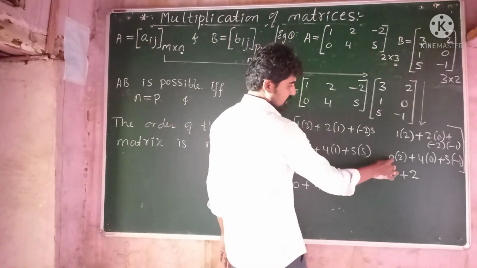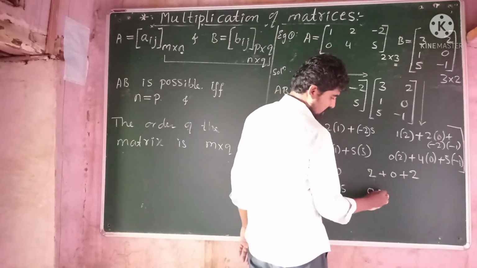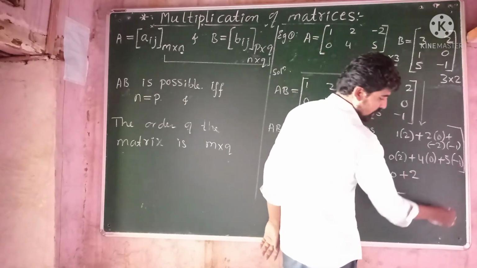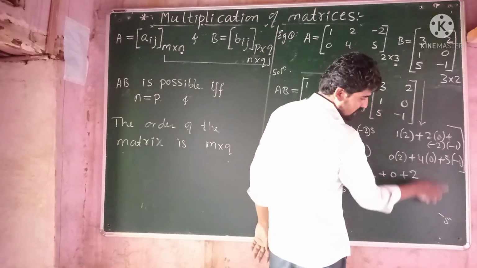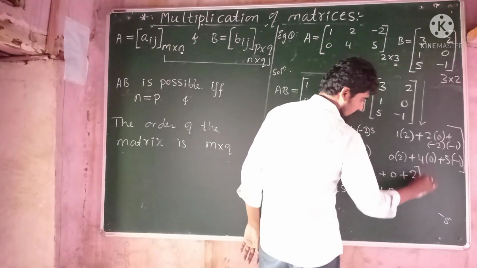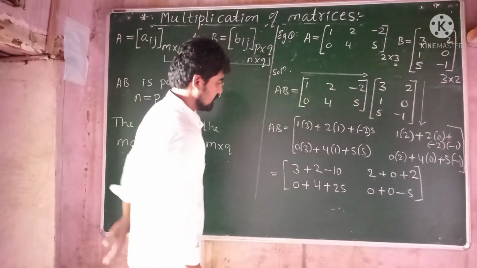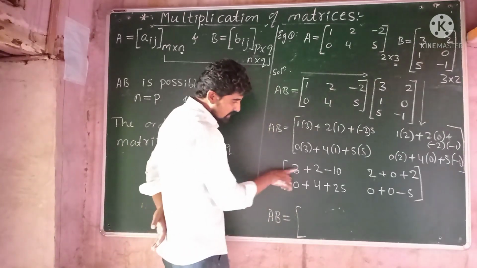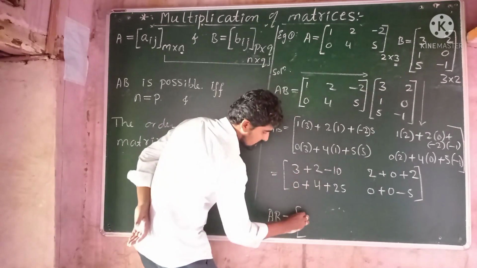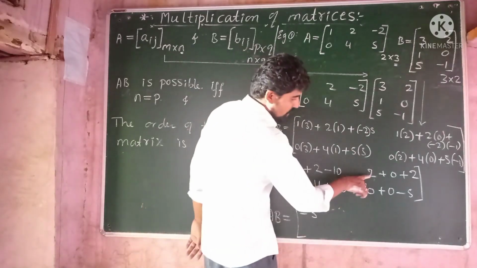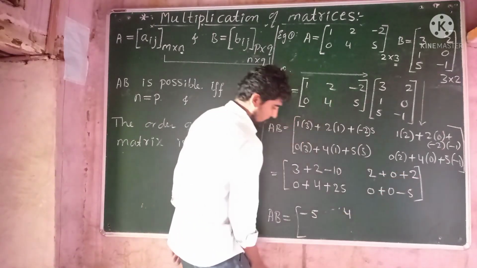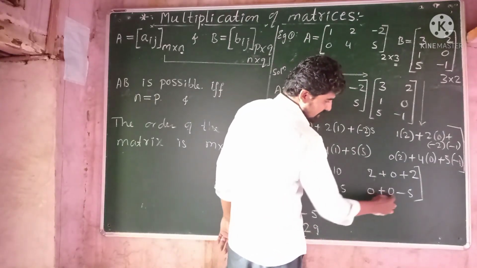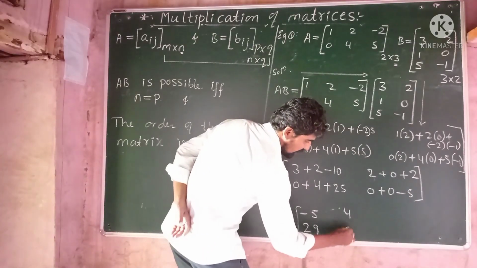25. And then 0 into 2 is 0, plus 4 into 0 is 0, plus 5 into minus 1 is minus 5, since plus into minus gives minus 5. I hope all of you are understanding. Therefore the required matrix AB is equal to 3 plus 2, 5, 5 minus 10, minus 5, 2 plus 2, 4, 4 plus 25, 29, 0 minus 5 is minus 5.